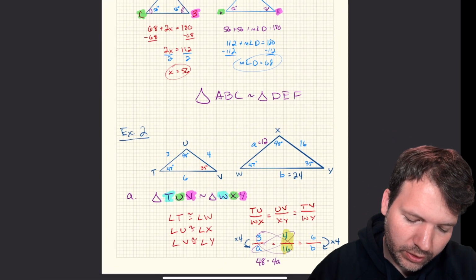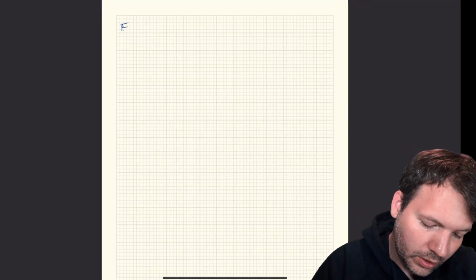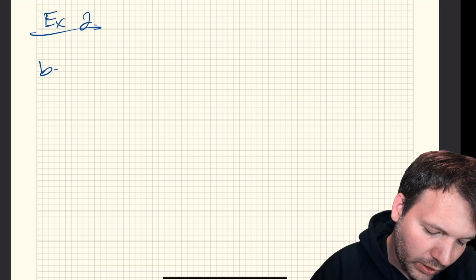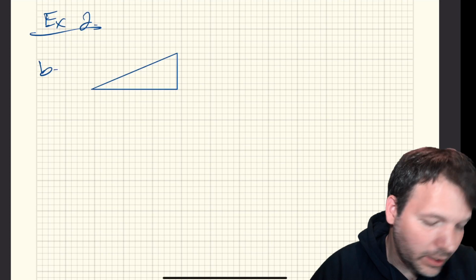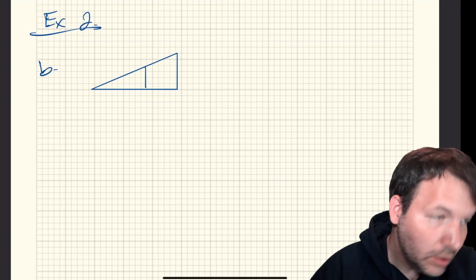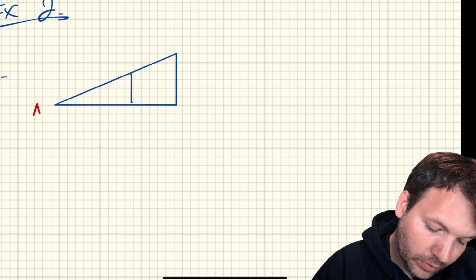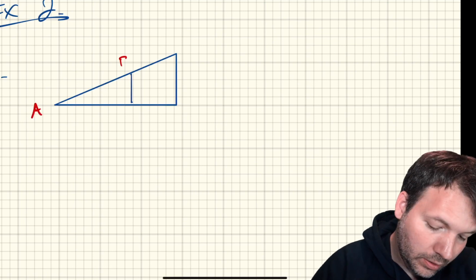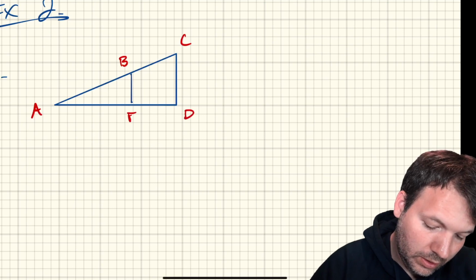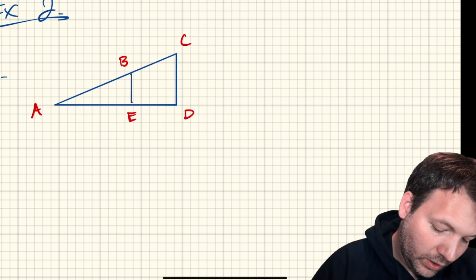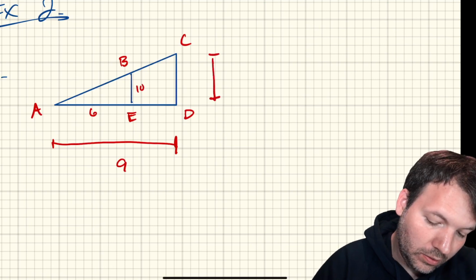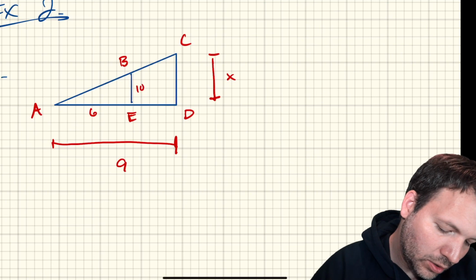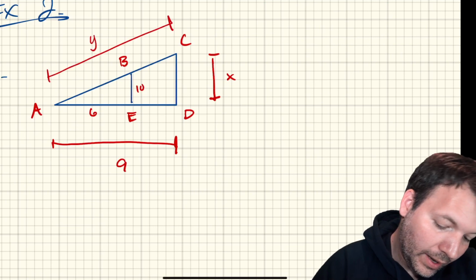What else do they want us to do? They give us an example 2B. Kind of an interesting figure. This is something that's definitely going to pop up again and again. We have a right triangle, and in that right triangle are some different lengths. So we can label, we've got A, B, C, D, and E. We've got this length here is 6, though the total length is 9. We've got this length here is 10, this unknown length, X, and then we've got total hypotenuse here of Y.